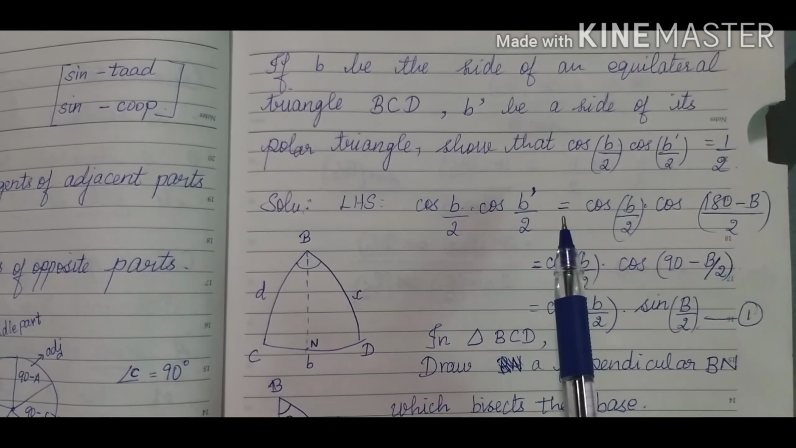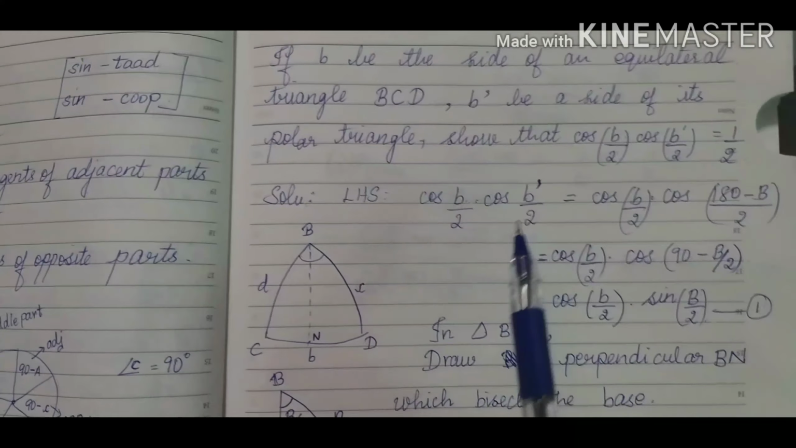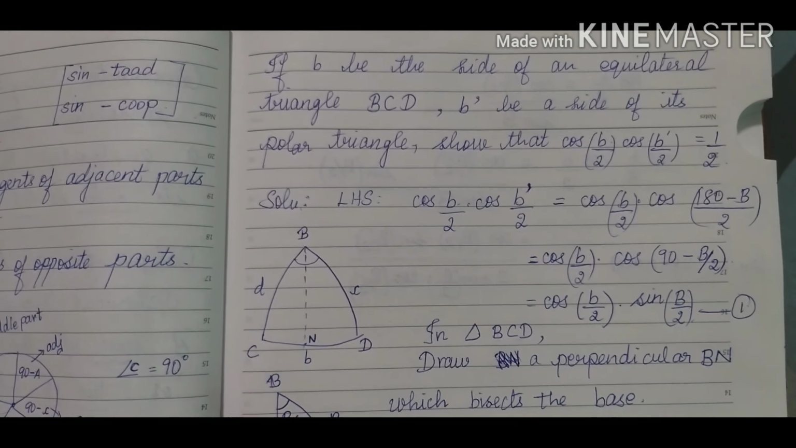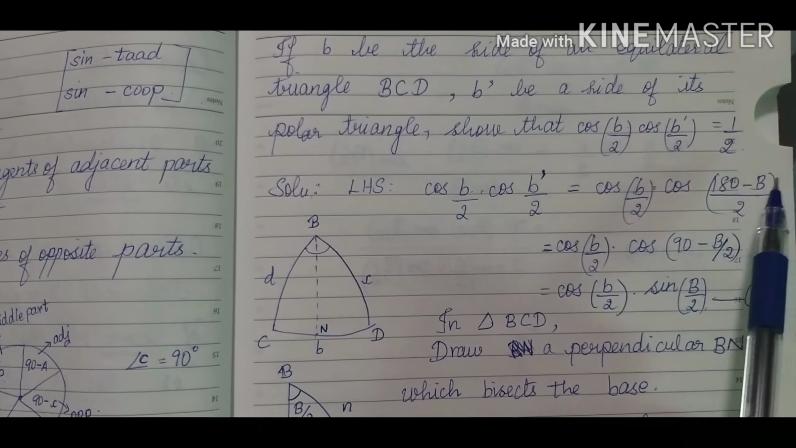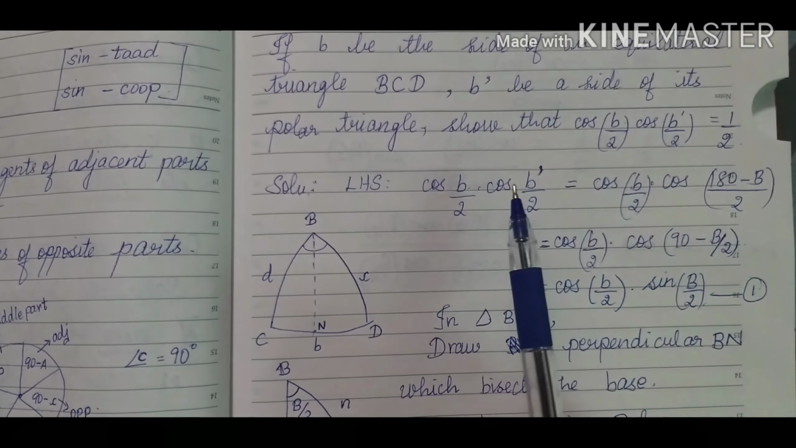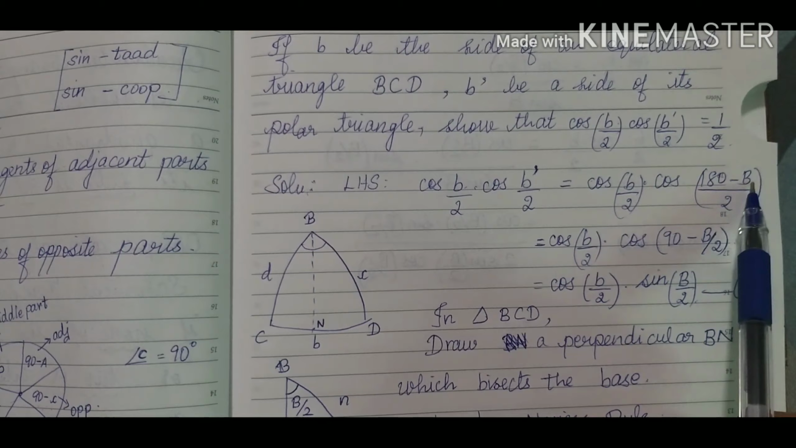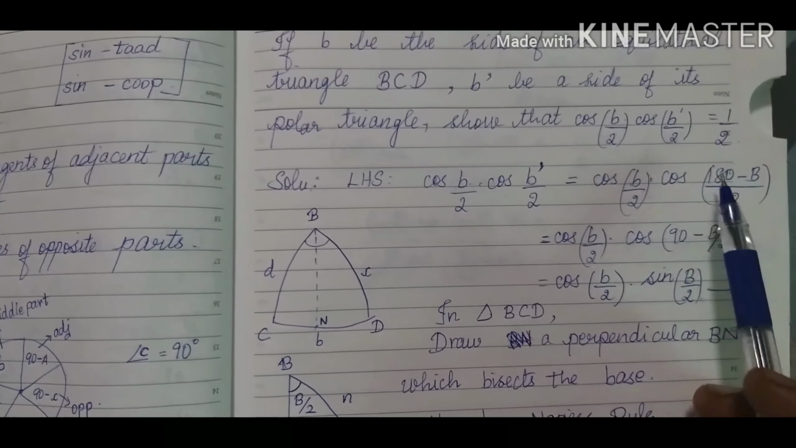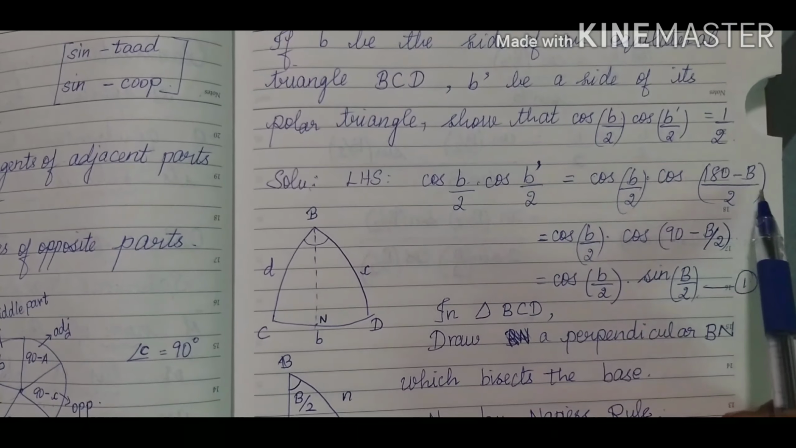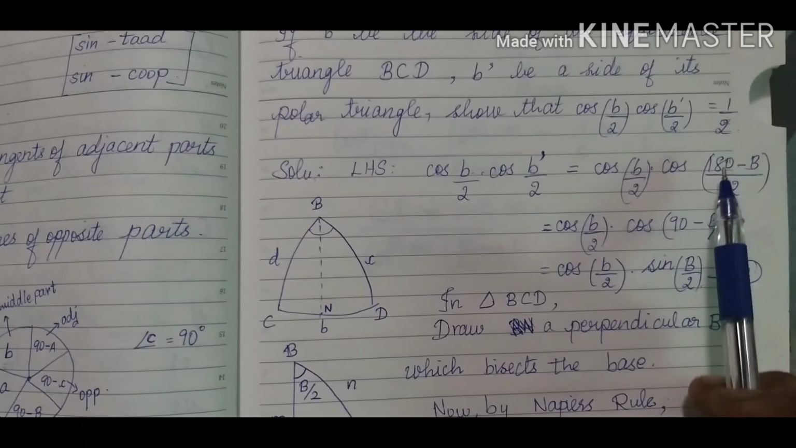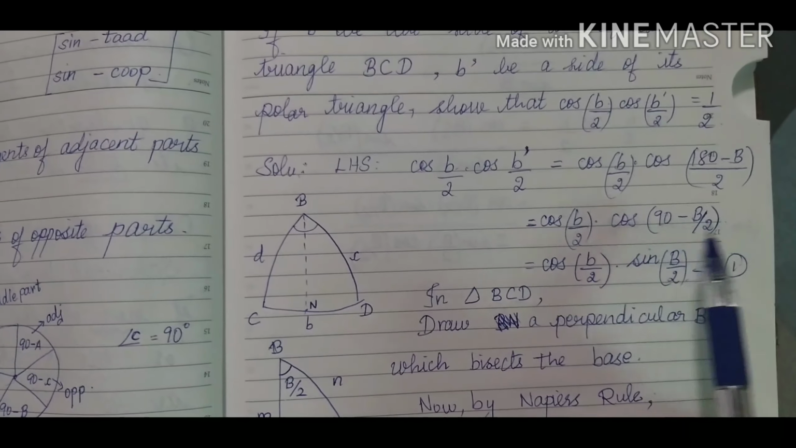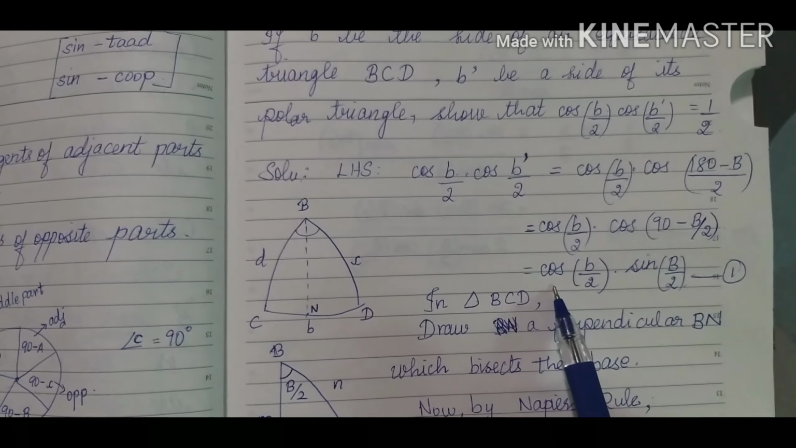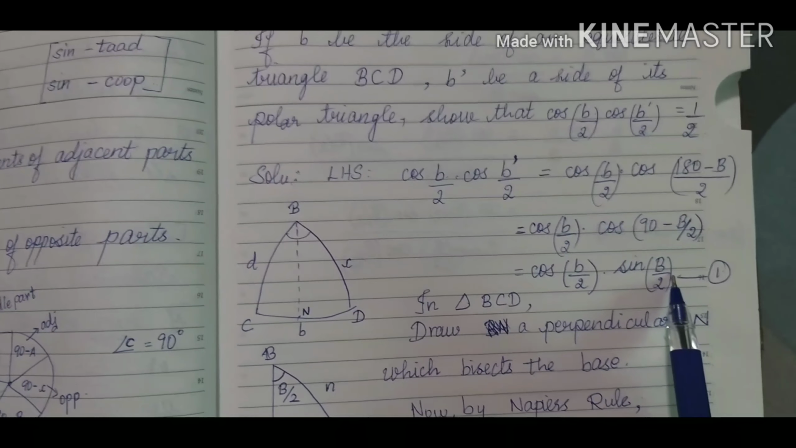And we have studied in the supplemental cosine theorem that there is a relationship between the angles and sides of a spherical triangle as well as the polar triangle. This B dash is the side of a polar triangle. So I'm writing that in terms of angles of the spherical triangle. So I can write B dash as 180 degrees minus B. We have already studied this earlier. So that's a 2 in the denominator. I'm keeping this 2 as such, and when you simplify this, you will get cos 90 minus B by 2. Cos 90 minus theta is sin theta. So finally we have cos b by 2 into sin capital B by 2.